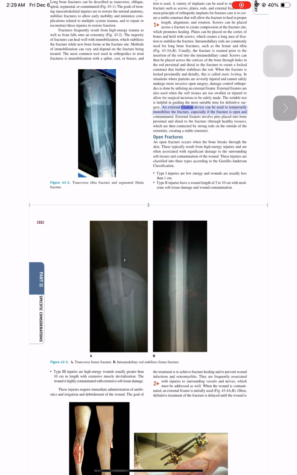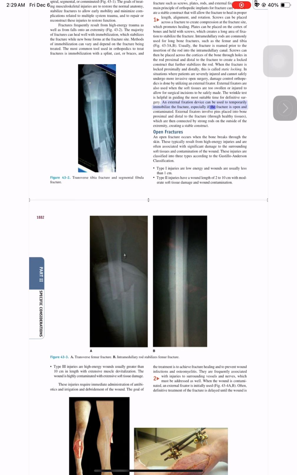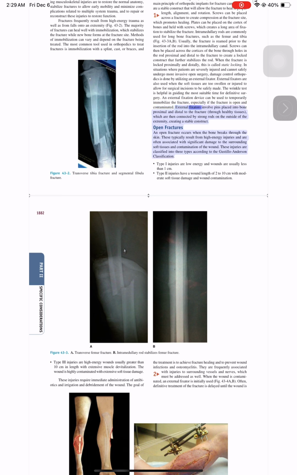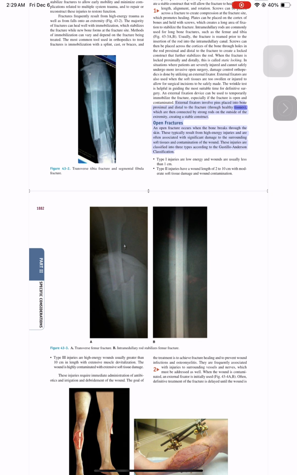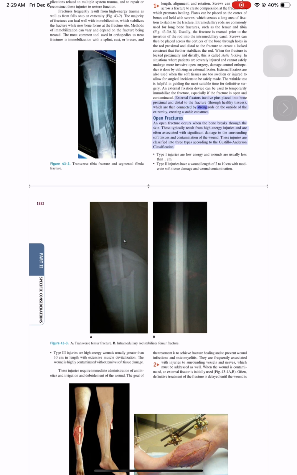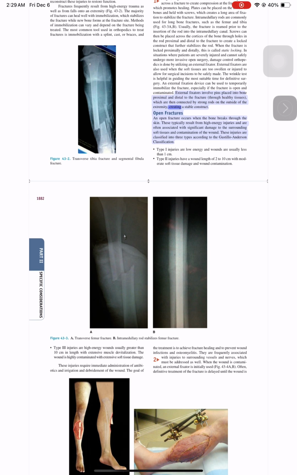An external fixation device can be used to temporarily immobilize the fracture, especially if the fracture is open and contaminated. External fixators involve pins placed into bone proximal and distal to the fracture through healthy tissue, which are then connected by strong rods on the outside of the extremity, creating a stable construct.